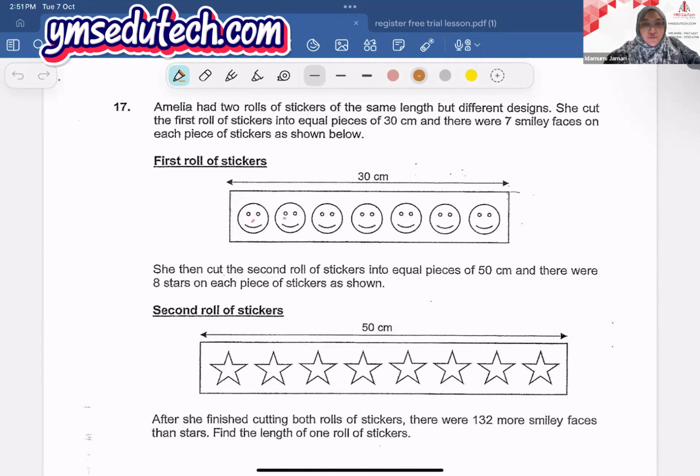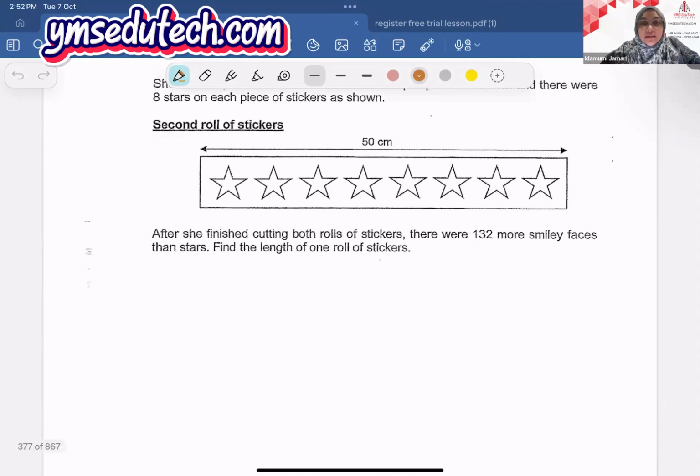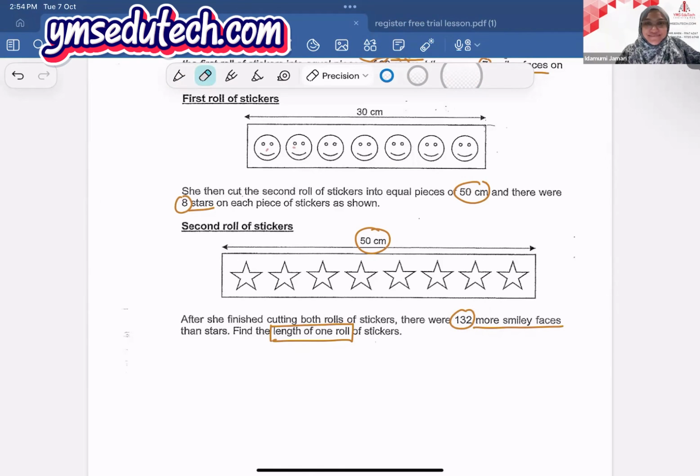She then cut the second roll of stickers into equal pieces of 50 cm and there were 8 stars on each piece of stickers as shown. After she finished cutting both rolls of stickers, there were 132 more smiley faces than stars. Find the length of one roll of stickers.